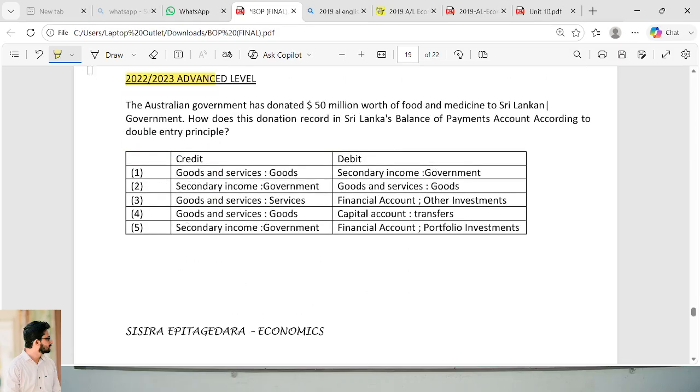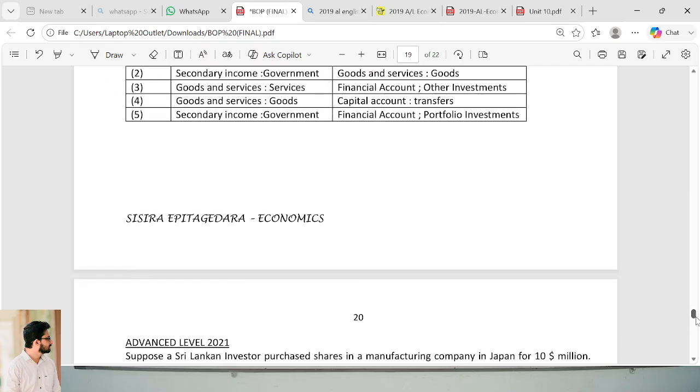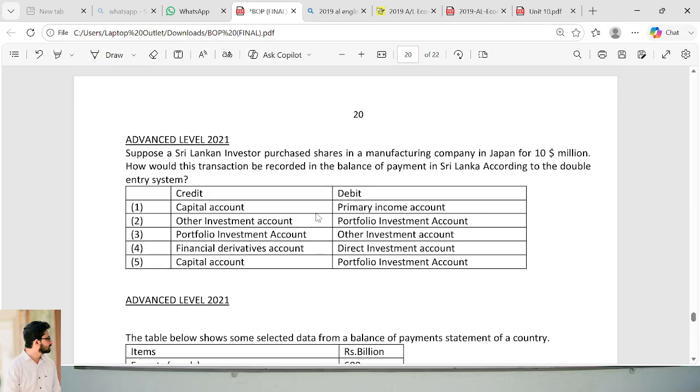Then complete the other questions as homework. Right, 2020 question 23, this is a good MCQ one. Now you can answer this question on the spot, you are brilliant. In this transaction, Sri Lanka doesn't receive cash, we receive goods from another country as a gift, right? Okay. 2021, complete this question as well.